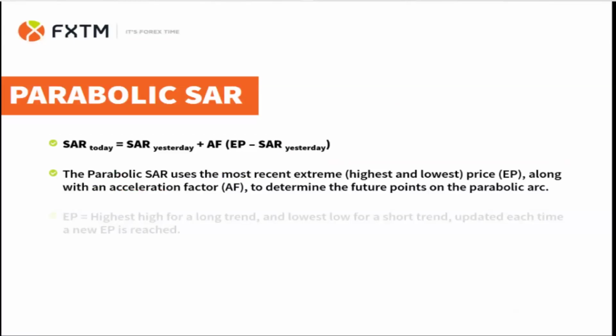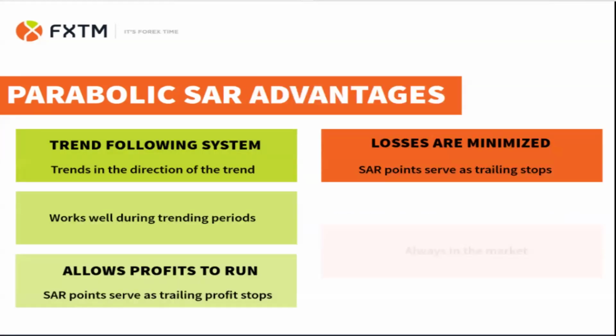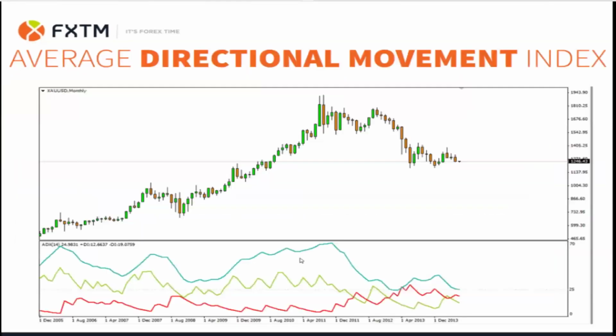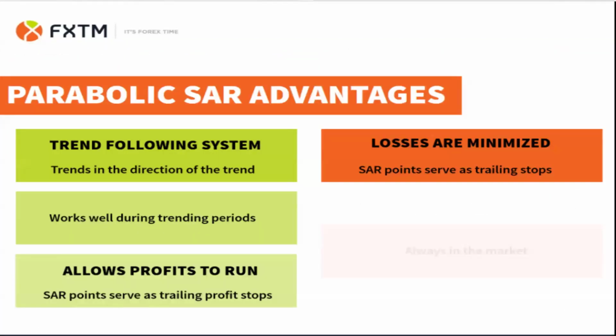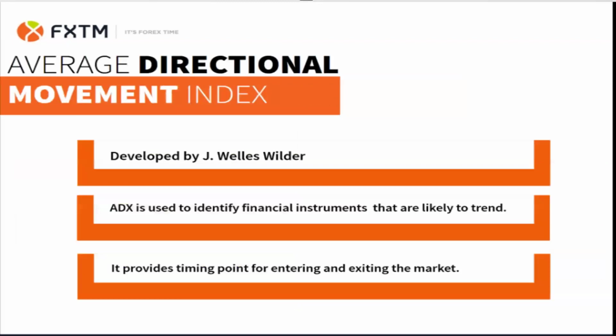Parabolic SAR is a trending indicator. I'll just go and show you. It comes in the form of a dot, but it's as good as your moving average as well. When the market is on top of it, the market is buying. When the market is below it, the market is selling. It's not very popular. Very few people make use of it.